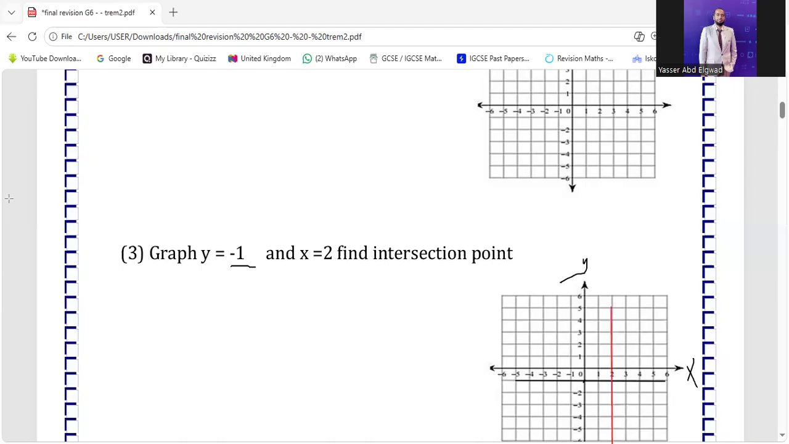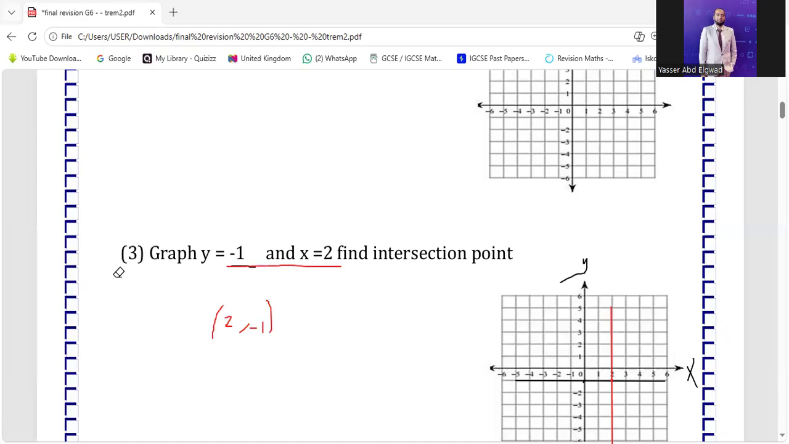And he asks you about the intersection point. The intersection point here, you see in the graph, is 2 and negative 1: 2 in x, and negative 1. Here is the intersection point. Here is the answer. The next one.